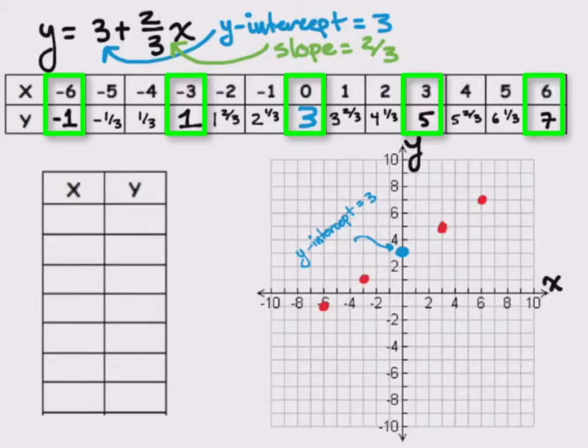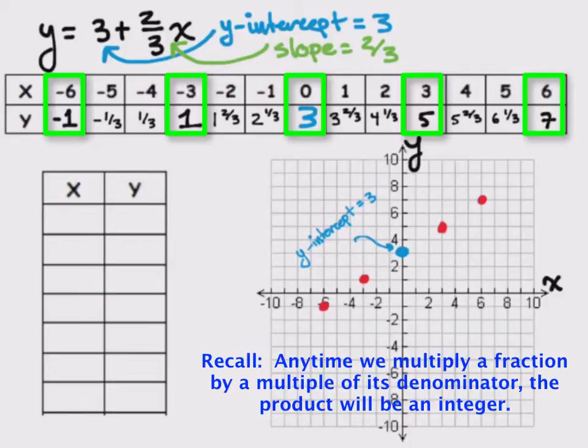And now the question is, why is it that those ordered pairs had nice integer y values, but all the other ones had fraction y values that we don't really want to graph by estimating? Well, just like we said before, anytime you multiply a fraction by a multiple of its denominator, you're going to get a nice integer. And in this case, we've got 2/3 being multiplied by x, so anytime x was a multiple of 3, we got a nice integer y value.